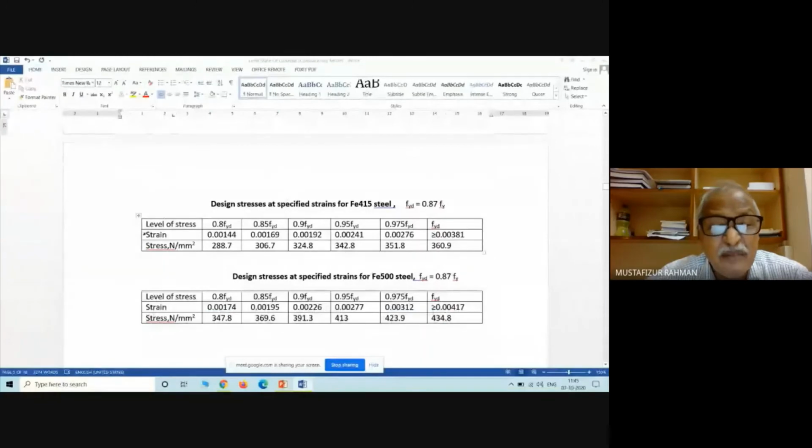See, there are some values. These are from the textbook. Whether you will be able to remember it or not.